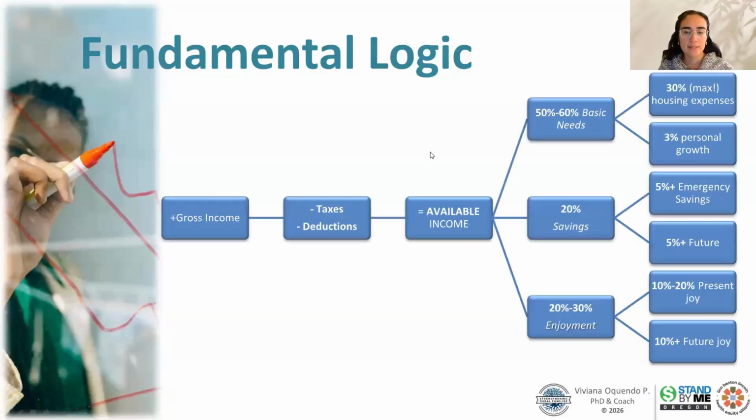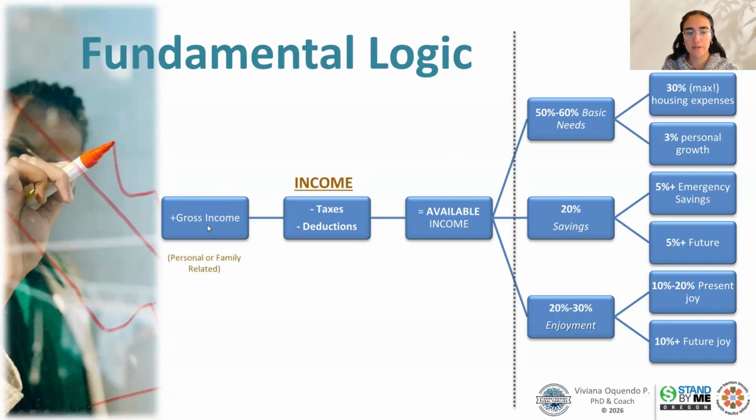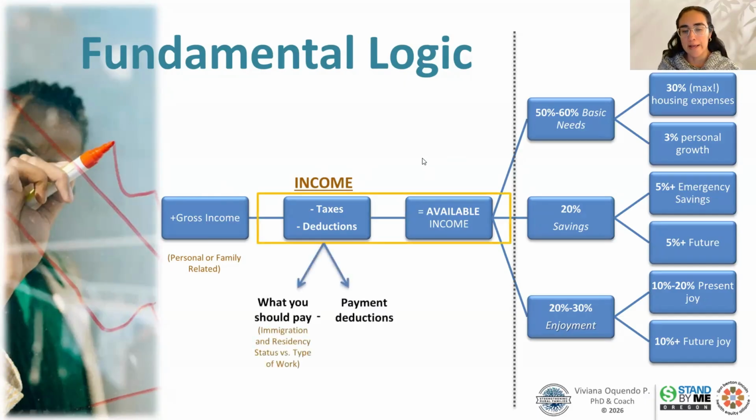So basically, we just saw that we have two parts. We have the income, and then we have how we use the money. In the income part, we have the gross income, as we just discussed. Then we have the deductions, and then we have the available income, as we just explained it, right? But then you will have that money available to use in three types of things: your needs, your savings, and your enjoyment. So these rules basically say how much you should spend on these things.